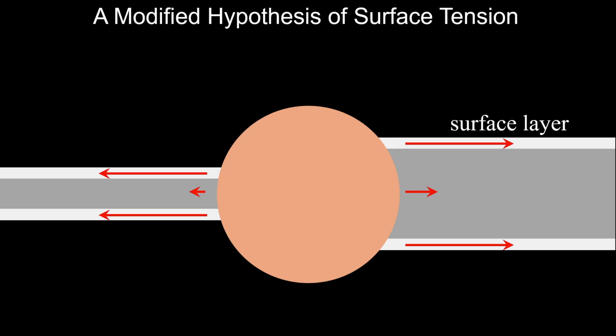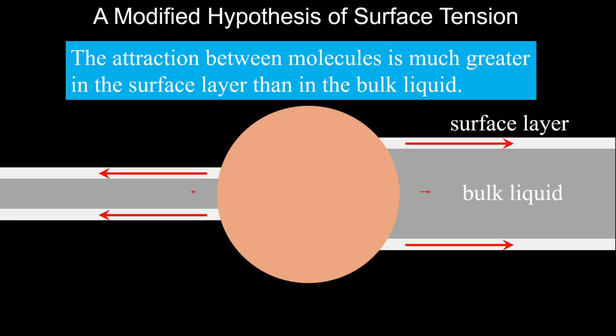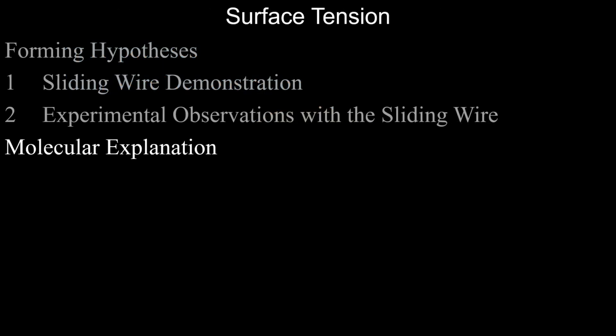The bulk liquid is taken to be separate from the surface layers. The attractions within the bulk liquid must be pretty small because the film thickness has no effect. The modified hypothesis can be stated as: the attraction between molecules is much greater in the surface layer than in the bulk liquid. This conclusion raises a question. How can the attraction between molecules be greater on the surface? Explaining that is the task of the molecular explanation.